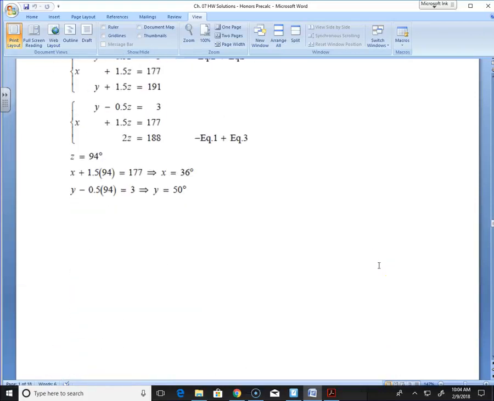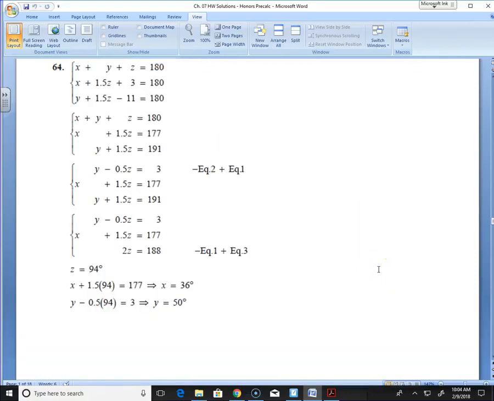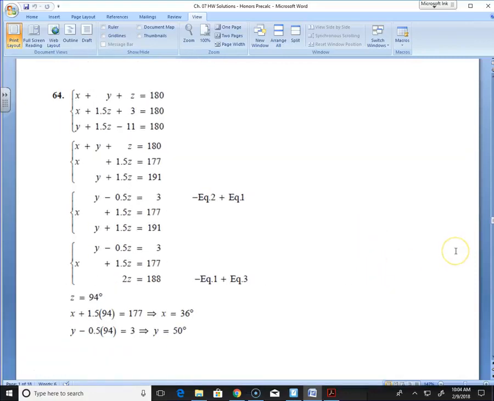Number 64, last one. Was this a word problem one? No, the geometry one. Oh, the geometry one, okay. That's why all the 180s, I should have figured that one out. The geometry one, they went ahead and stuck with the decimals. I think that's kind of gross. I would have gone fractions, but oh well. Final answer is Z is 94, X is 36, and Y is 50.